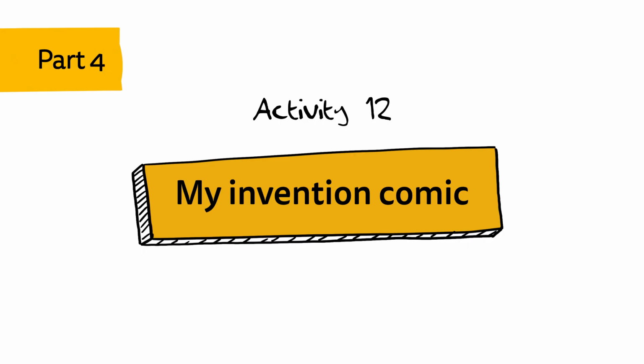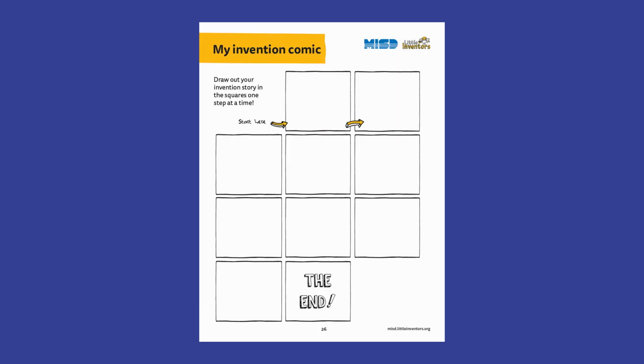Activity 12. My Invention Comic. Now it's time to put that story into imagery. Ask your students to draw out their story one step at a time, like in a comic book. If they haven't seen a comic strip before, you might want to Google one to show them, or find a magazine to share with them.